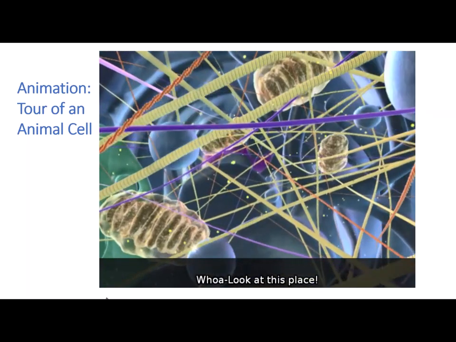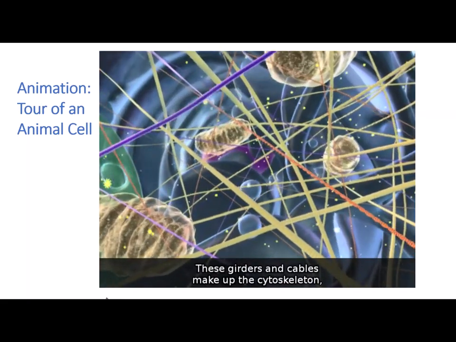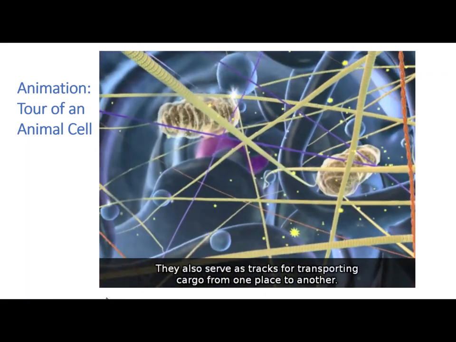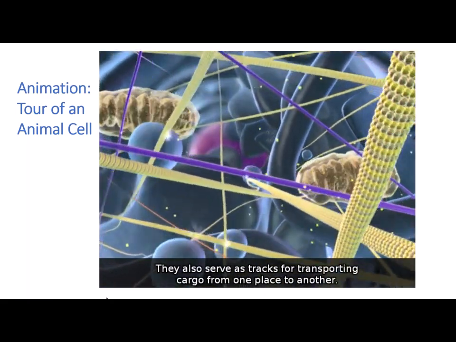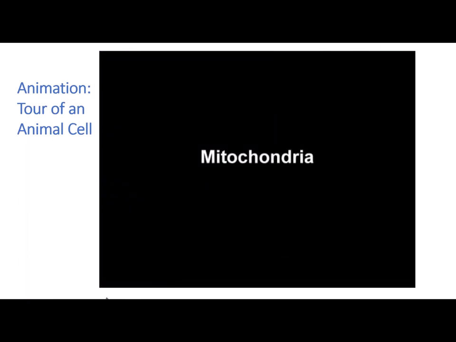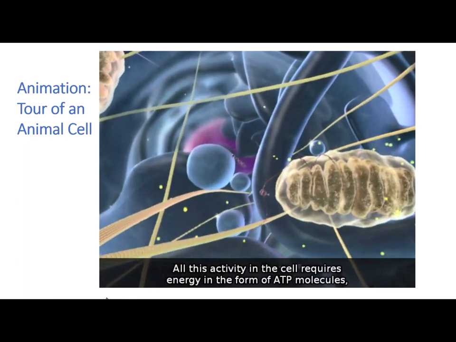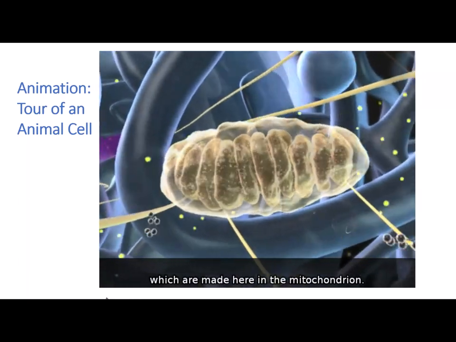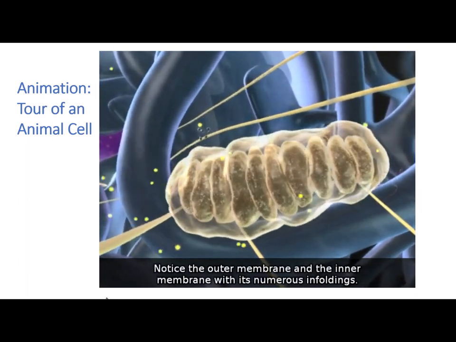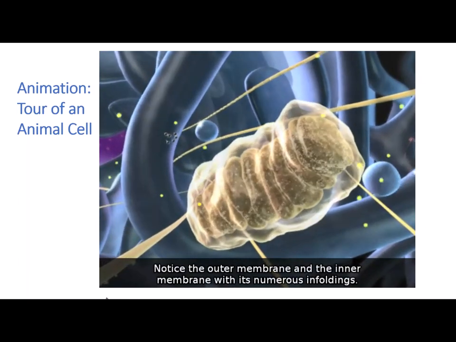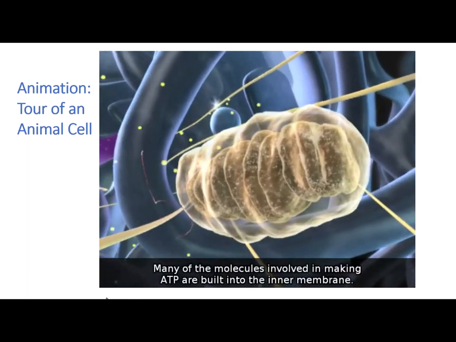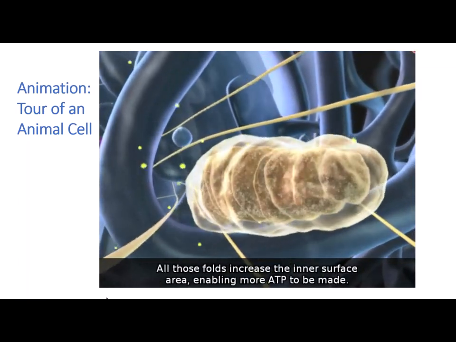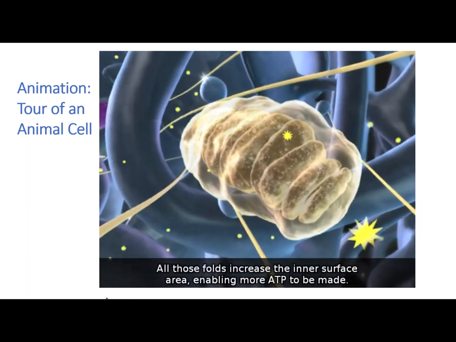Whoa, look at this place. These girders and cables make up the cytoskeleton, the structural framework of the cell. They also serve as tracks for transporting cargo from one place to another. All this activity in the cell requires energy in the form of ATP molecules, which are made here in the mitochondrion. Notice the outer membrane and the inner membrane with its numerous infoldings. Many of the molecules involved in making ATP are built into the inner membrane. All those folds increase the inner surface area, enabling more ATP to be made.